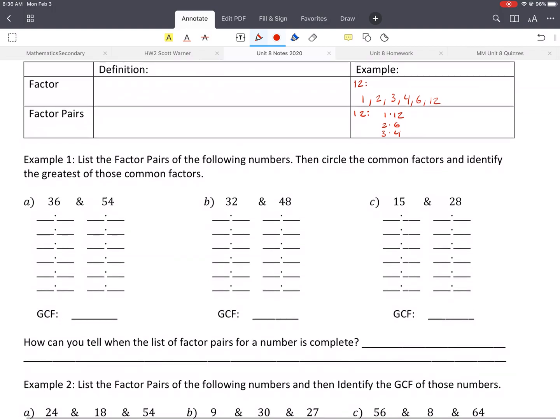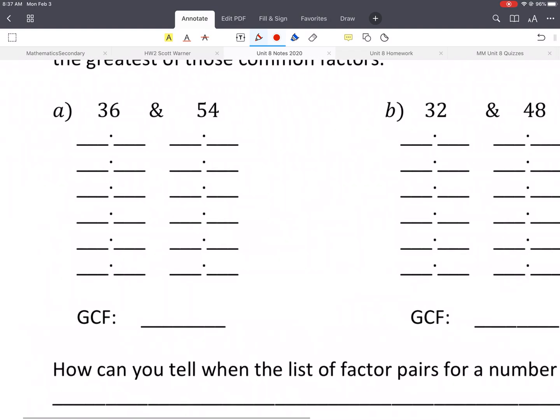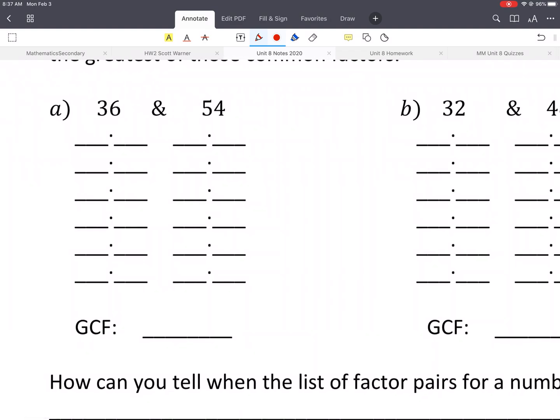So, here we're going to do some examples. It says, list the factor pairs for the following numbers. Then circle the common factors and identify the greatest of the common factors. All right, so here, if we're going to try and find the factor pairs, I'm just going to want to start with 1. So 1 times what gives you 36? Well, 36. All right, and then we're going to do 2.